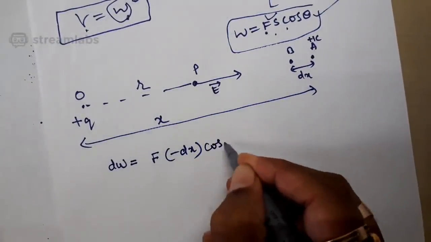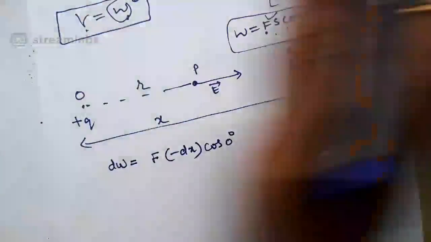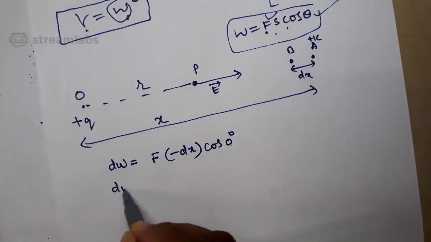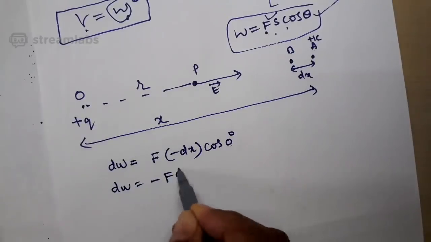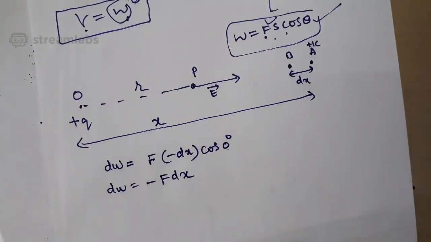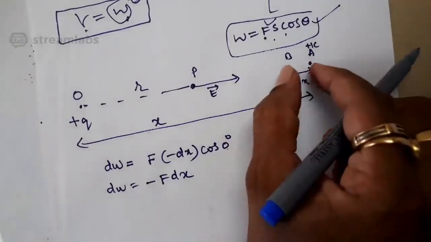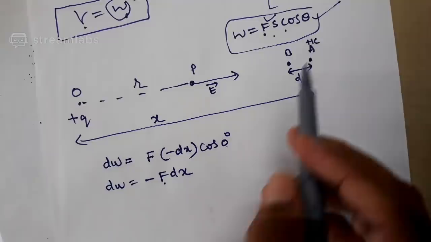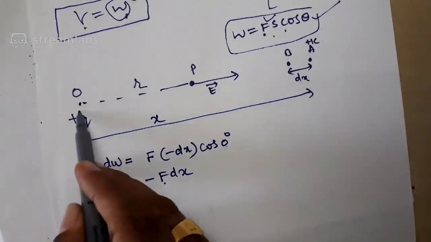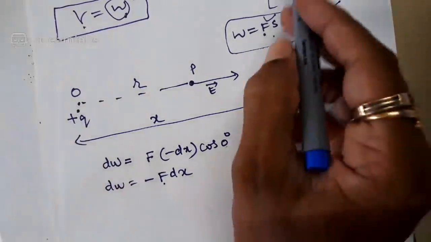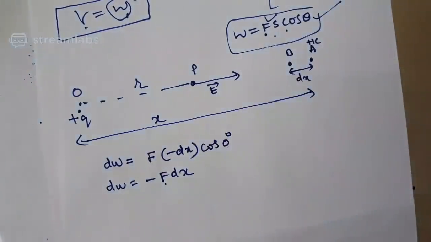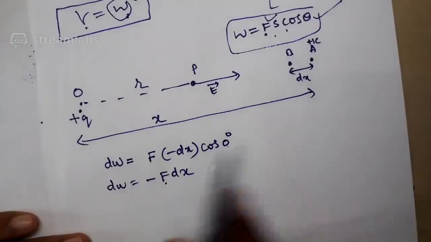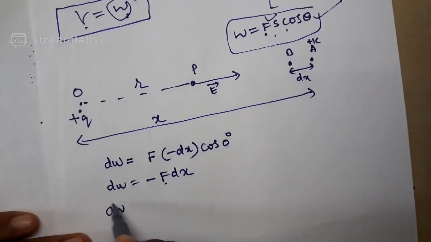What is the angle between force and displacement? Force and displacement are in the same direction, so it is cos 0. So dW is equal to minus F into dx. This is the work done in this case. What does F stand for? The electrostatic force between plus 1 coulomb charge and plus Q charge. Of course, that force can be equal to E in magnitude. It doesn't matter, you can represent it as the force only.